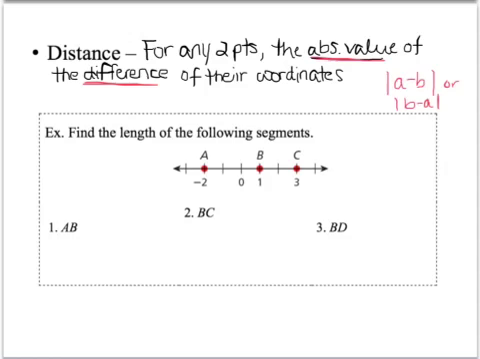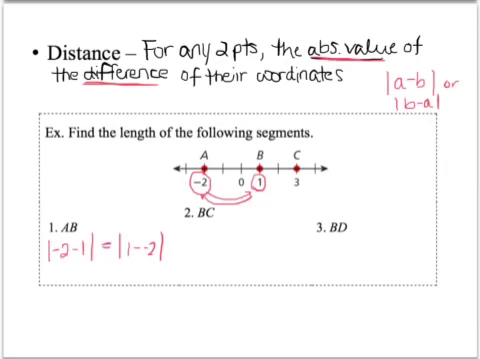So let's start with the example. It says find the length of the following segments. Well, on number 1, we want to find the length between A to B, or the distance from A to B. Well, A is at negative 2 and B is at 1. So using my distance definition, I could do the absolute value of negative 2 minus 1, or I could have done the absolute value of 1 minus negative 2.